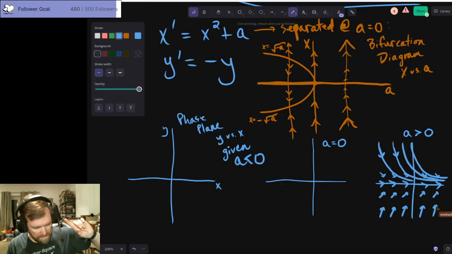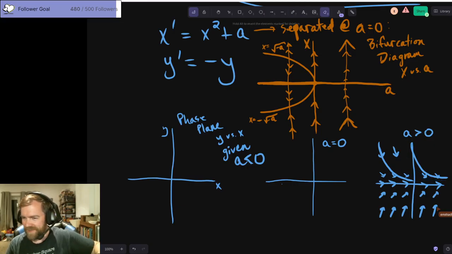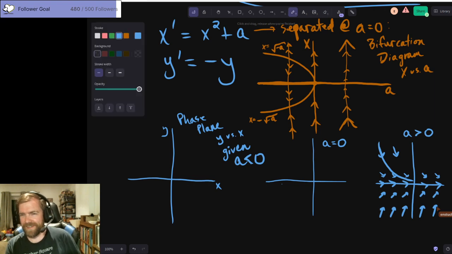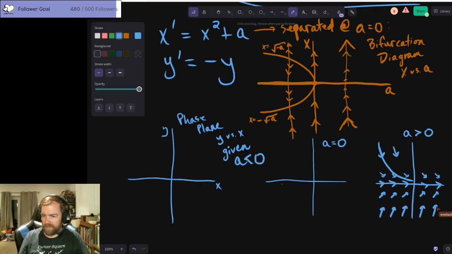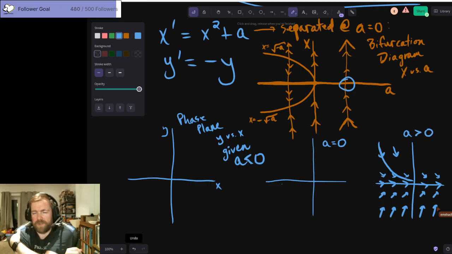Also, actually, other important point. So we'd said from the bifurcation diagram that when x is equal to 0, we have no horizontal movement. So that's going to be important. I completely forgot about it.